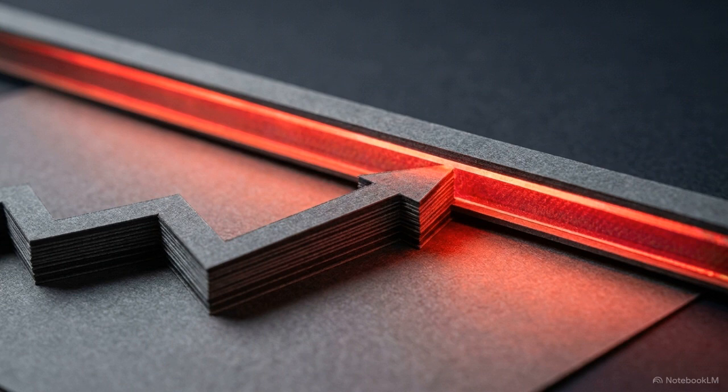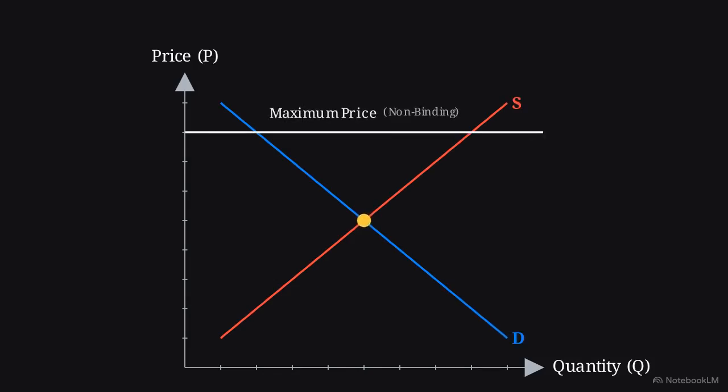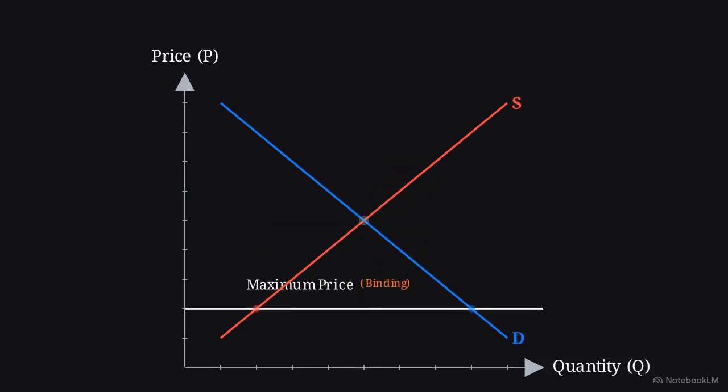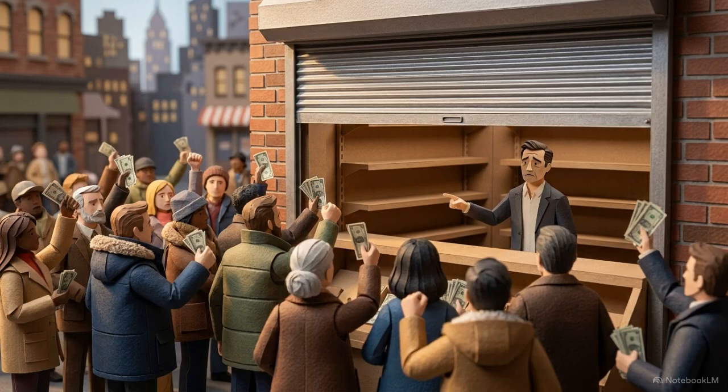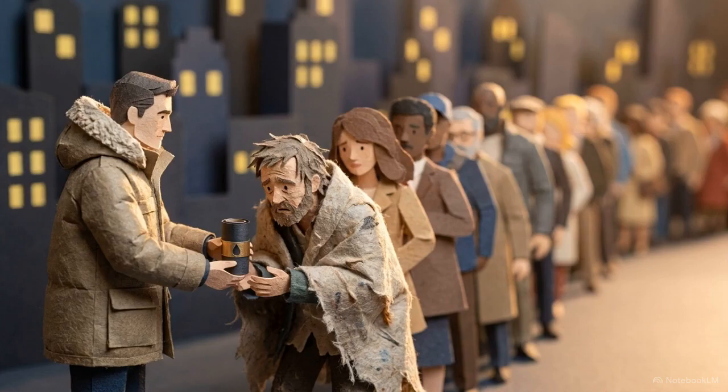This is a legal limit on how high a price is allowed to go. For a maximum price to actually work, it must be set below the natural free market equilibrium. If it's set above, the market simply ignores it. At this artificially low price, everyone can afford heating supplies, but producers refuse to manufacture enough. Quantity demanded exceeds quantity supplied, creating a severe shortage. The city must rely on rationing or long queues for limited heat.